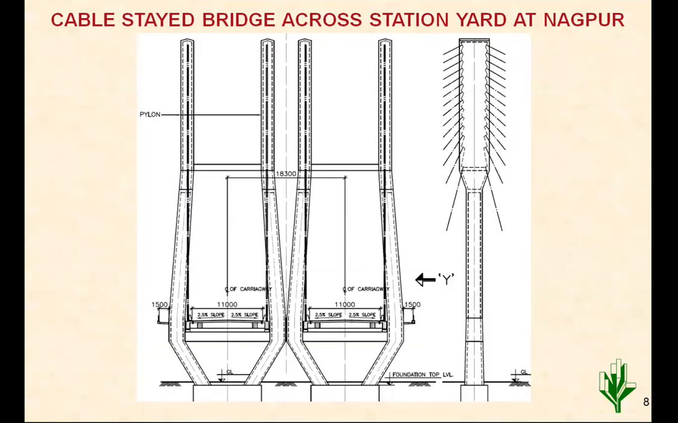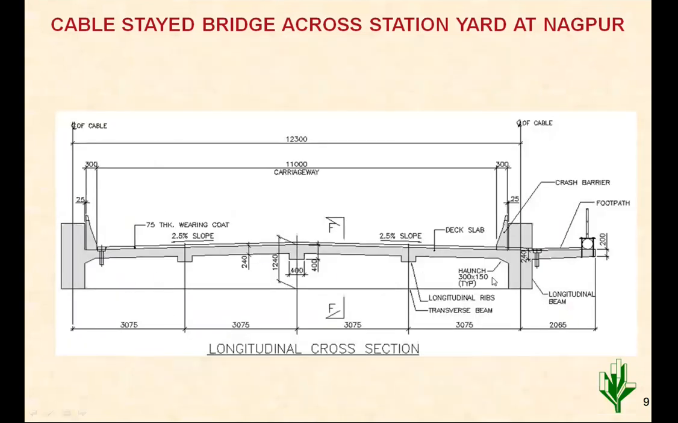This is the cross section of this cable stayed bridge. There are two cable stayed bridges built side by side, each having an 11 meter carriageway and a footpath outside of 1.5 meter. This is at the pylon section where the footpath is taken at the pylon location. In general, the cross section is like this. There are two beams about 1.8 meter deep, and the depth of the superstructure at mid of deck is just 1.2 meter.